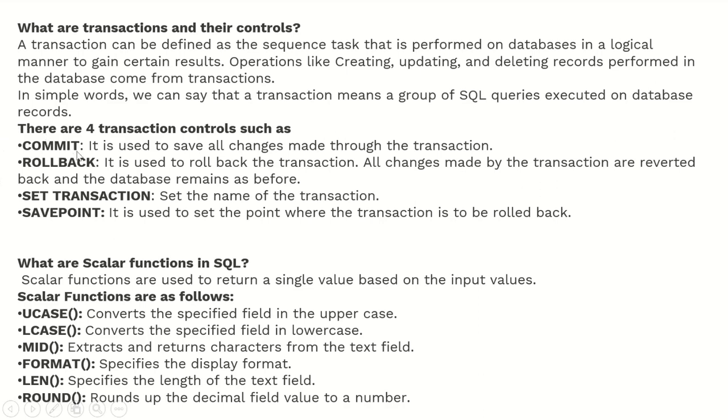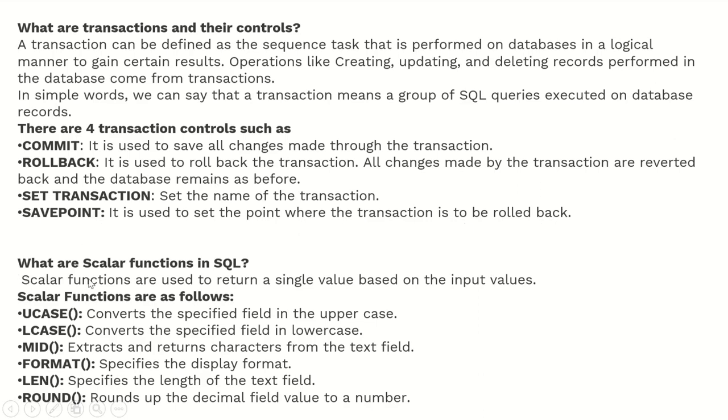There are four transaction controls. Commit is used to save all changes made through the transaction. The second one is rollback. It is used to roll back the transaction. All changes made by the transaction are reverted and the database remains as before. Then set transaction, which sets the name of the transaction, and savepoint, which is used to set the point where the transaction is to be rolled back.